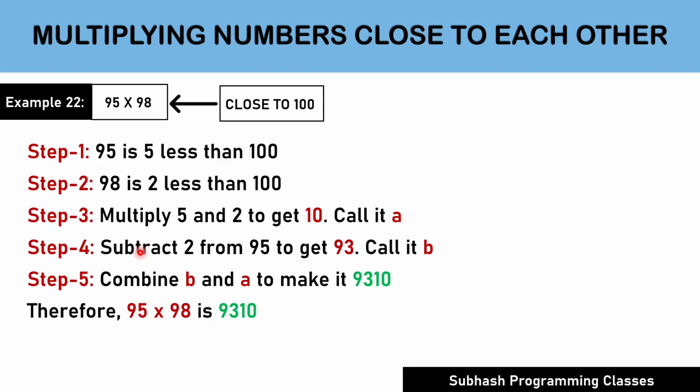We just learned how to multiply two numbers that are close to 100. Now, let us learn how to multiply two numbers that are close to 50. Remember that the steps for multiplying numbers close to 100 and multiplying numbers close to 50 are totally different. And make sure you do not get confused. Now, let's start.